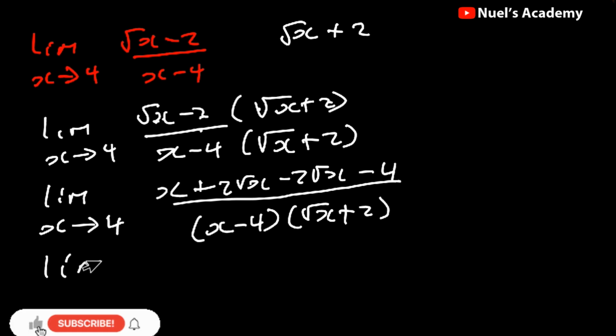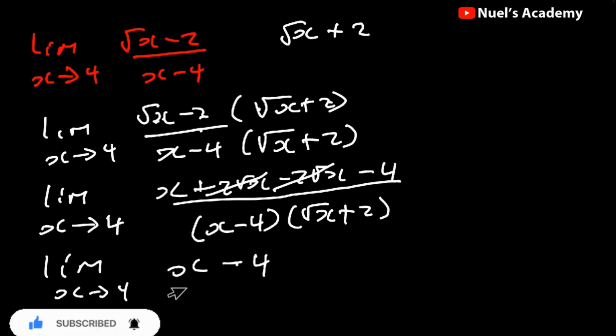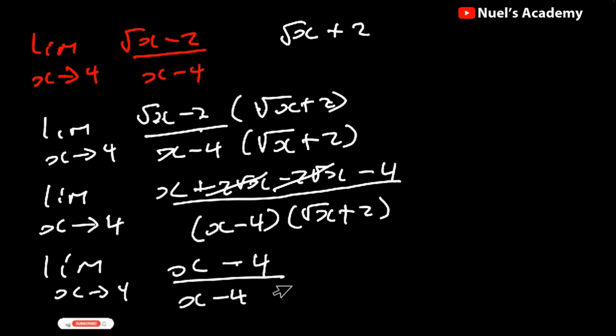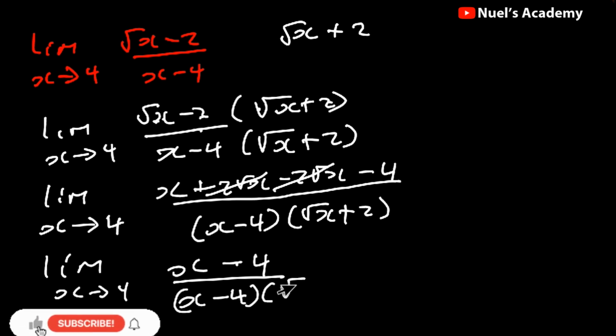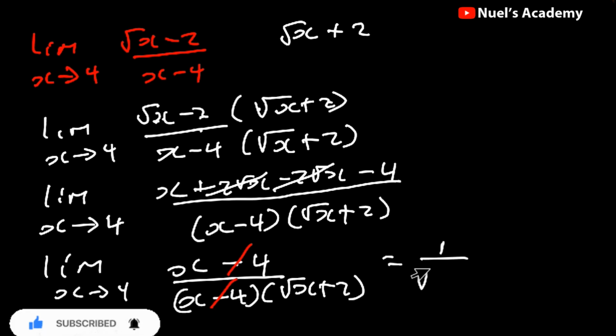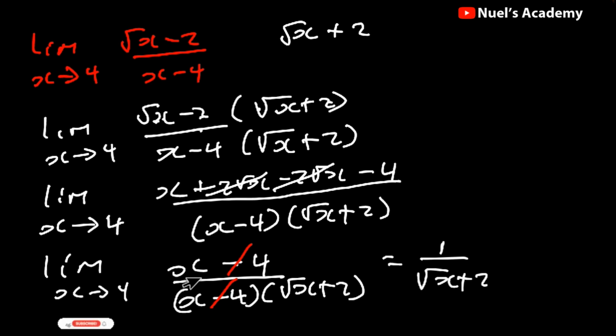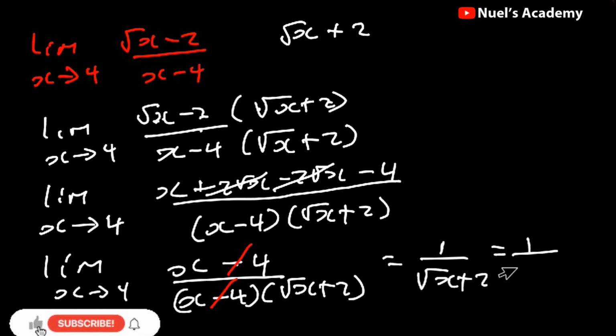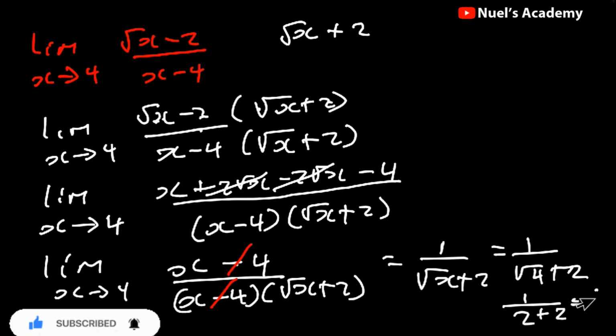We have limit as x approaches 4. We have x, then plus root x minus root x we cancel. We are left with minus 4 at the numerator over x minus 4 multiplied by root x plus 2. This and this will cancel. We'll be left with only 1 over root x plus 2. So let's plug in the value of x, which is 4. So we have 1 over root 4 plus 2. Root 4 is equal to 2. Then 2 plus 2 is equal to 4. We have 1 over 4 as the answer to this question.